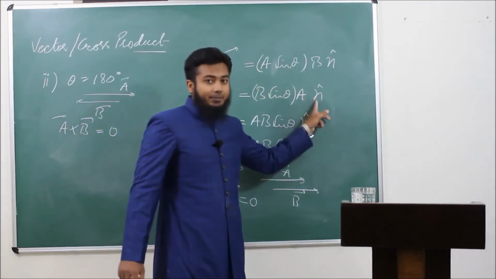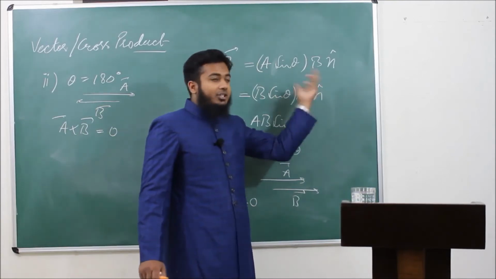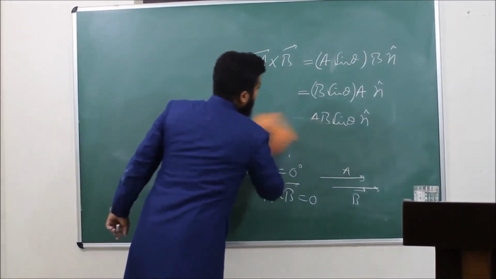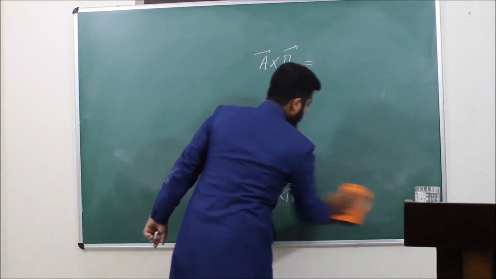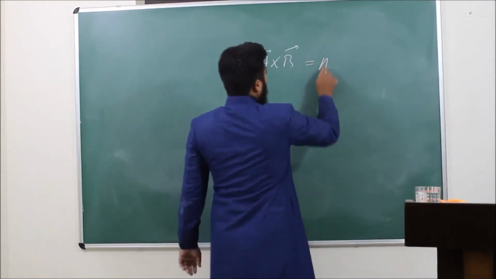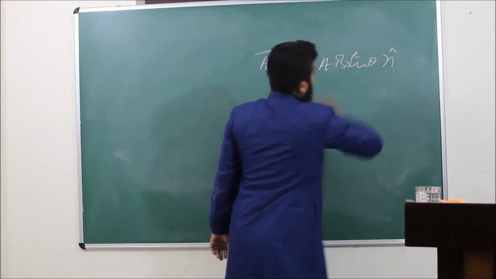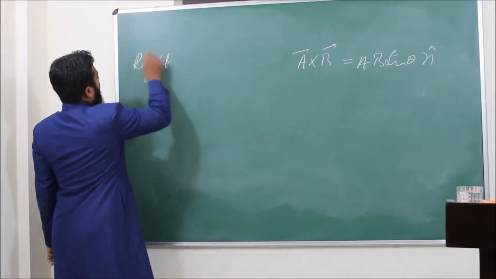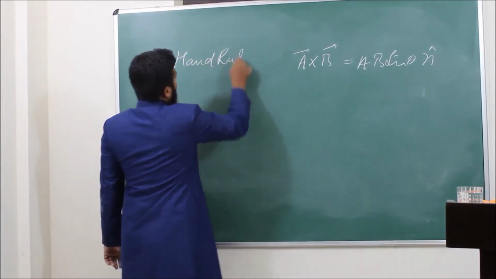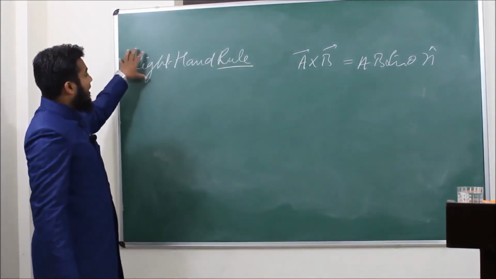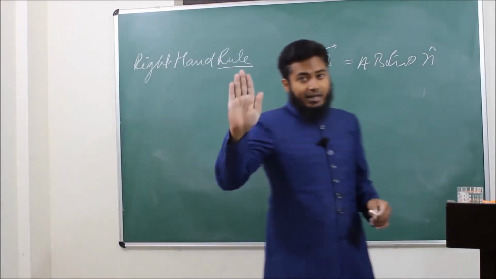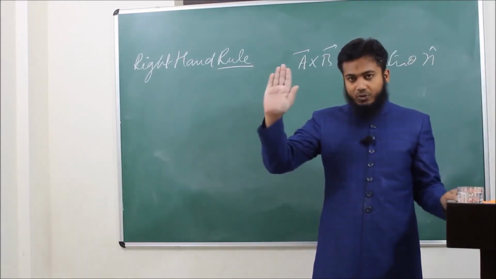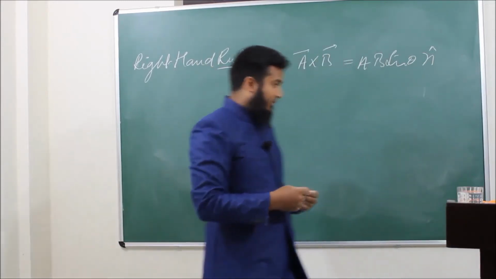Now what about this n cap? What is this n cap doing here? In which direction is this n cap? Let's find out. So I can write A cross B as AB sine theta with a unit vector n. To find the direction of n cap there, we use the right hand rule. As you can see, it is written right hand. That means you have to use your right hand, not your left hand. If you use your left hand, you will get the reverse, the opposite result. So always use the right hand rule. Now what is this rule?